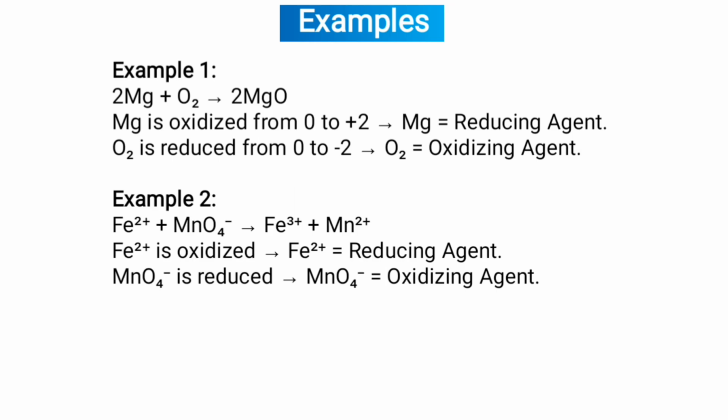And example 2: Fe2+ plus MnO4- gives Fe3+ plus Mn2+. Now, Fe2+ is oxidized, so Fe2+ is the reducing agent, and MnO4- is reduced, so MnO4- is the oxidizing agent. So, dear student, an oxidizing agent causes oxidation but itself gets reduced, while a reducing agent causes reduction but itself gets oxidized. So this is all about today's lecture on oxidizing and reducing agents.